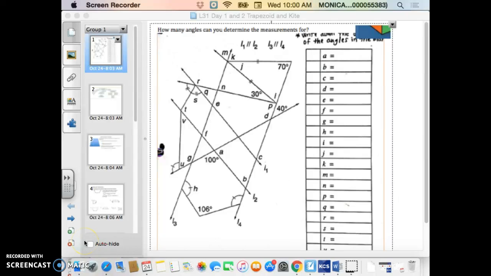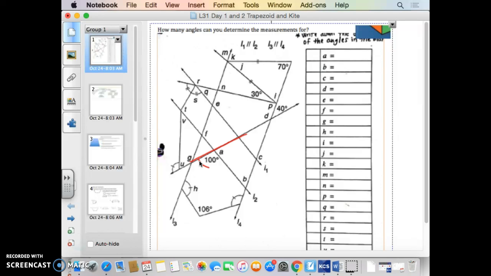All right, so this is day one of lesson 31, which is all about trapezoids. So before we get started, let's quickly review how to find missing angles. If you look at your paper here, you've got to figure out what you can figure out. Let's say I'm going to look for A here, and I see that the angle next to it is 100 degrees. Well, I know that these two angles together make a straight angle, and a straight angle is 180 degrees. So I know that angle A has to be 80 degrees.